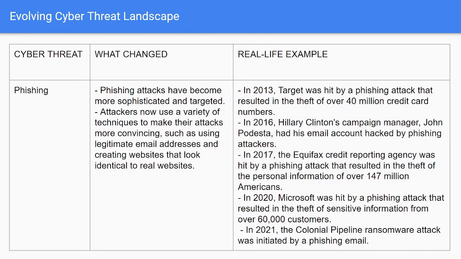So what has changed when it comes to the evolving cyber threat landscape? Number one, we have phishing. Phishing attacks have become more sophisticated and targeted. Attackers can use a variety of techniques to make their attacks convincing, such as sending legitimate-looking emails and creating websites that look identical to the real one.